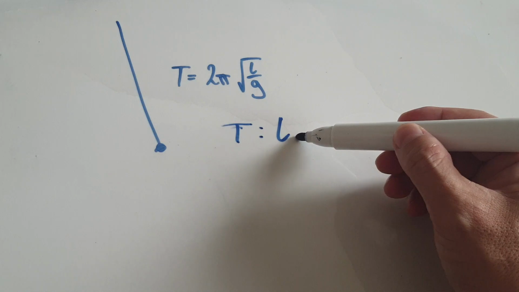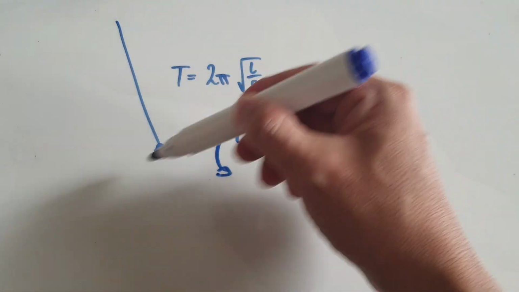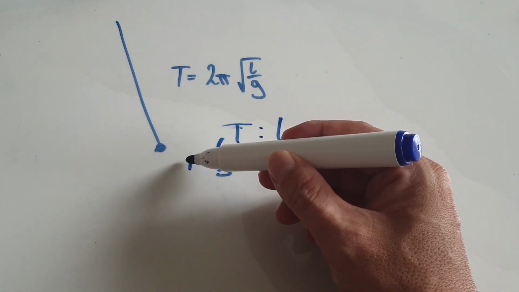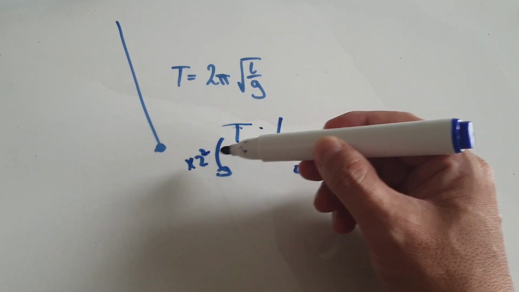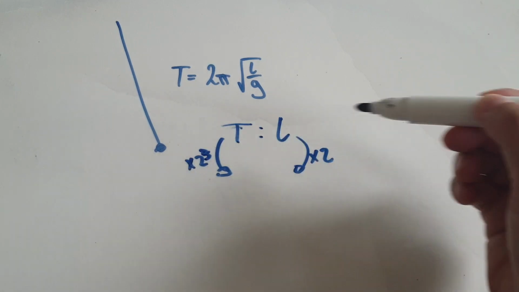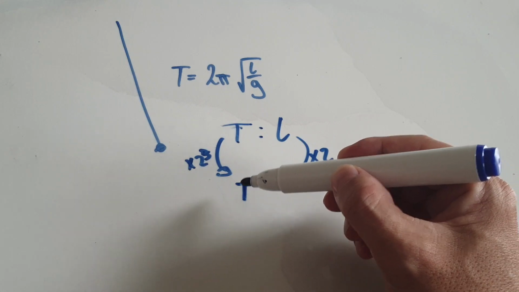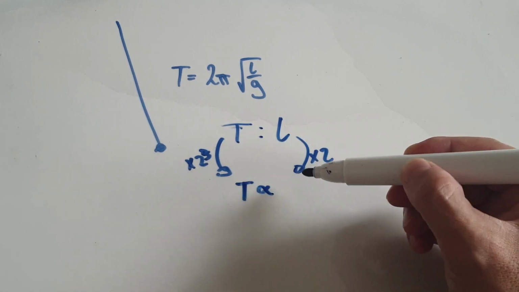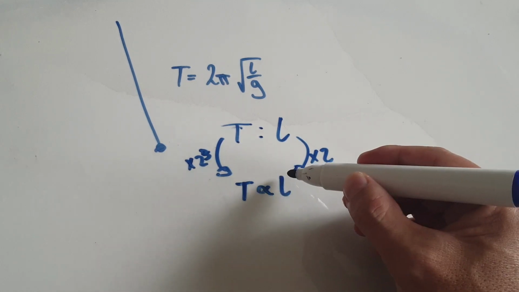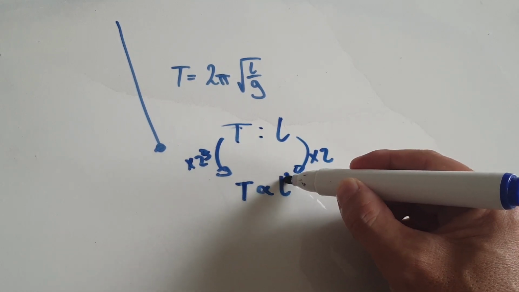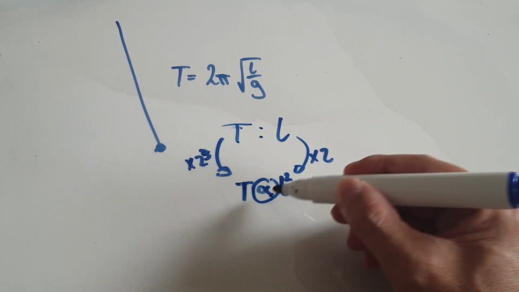So for example, if I double the length of the string, what happens to the time it takes to do one swing? The period. What happens to the period? Will it get times by 2, or will it get times by 4, or will it get times by 8, and so on? Can we say that T is directly proportional to the length of the string, or can I say time is proportional to the square of the length of the string, and so on? We need to establish this relationship.